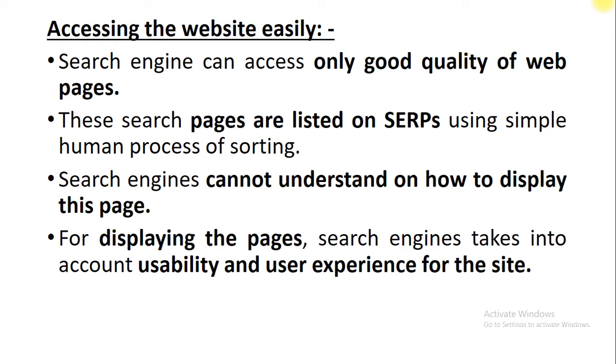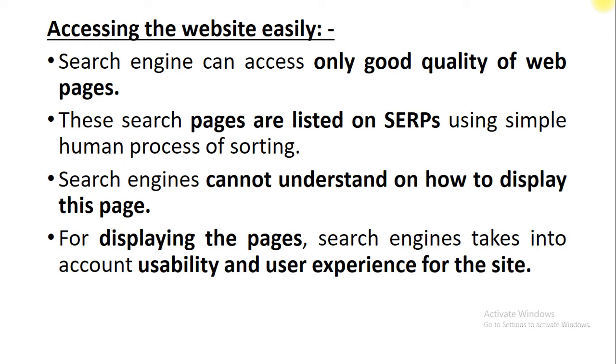So what is our concept? Accessing the website easily. That means we need to develop our website in such a way that it can be easily accessed by the user, as well as easily accessed by the crawler. Now how can I make a website easily accessible? Number one, when you provide good quality content, or when you design your web pages in such a way that they can be easily accessed by the search engine. So that is the first point.